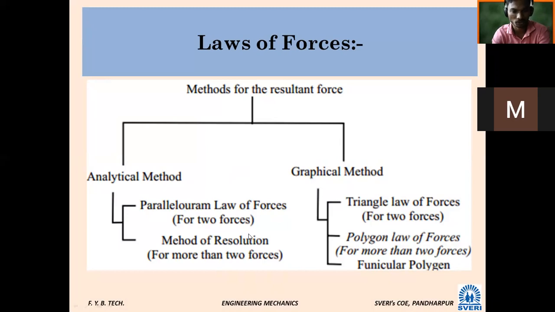So in these laws of forces we have seen the analytical method and graphical method. Parallelogram law of forces, we have seen its statement, its derivation, and its problems also. Also methods of resolution, in which we have seen two things: calculation of theta, that is the angle made by the resultant, and on the other hand calculation of the resultant.